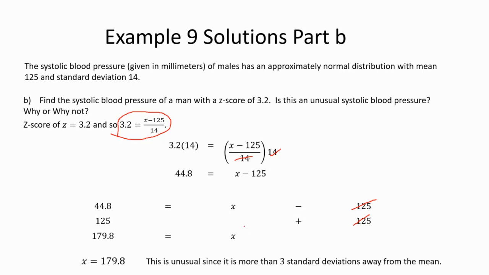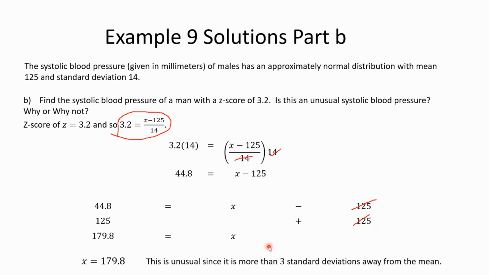So the blood pressure that corresponds to a z-score of 3.2 is 179.8. That's what we get. Now, is this unusual? Well, yeah, right? Because the z-score is greater than 3. Remember, if it's greater than 3 or less than negative 3, that makes it unusual, mostly because it's more than 3 standard deviations from the mean. So that's what happens. So that's for A and B.